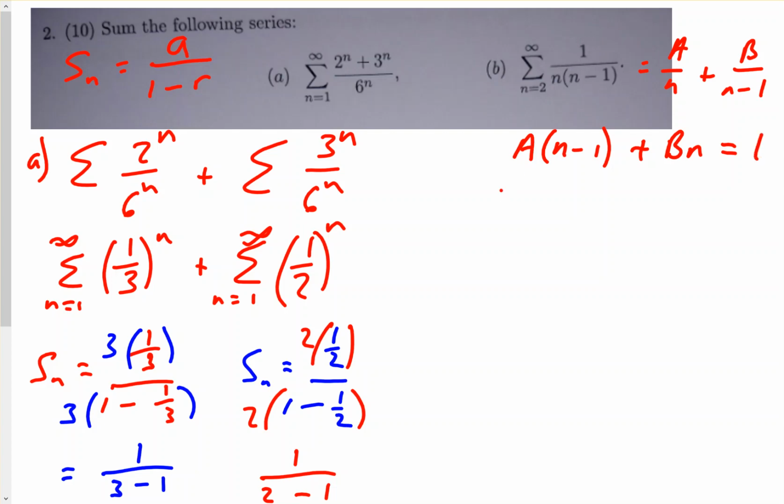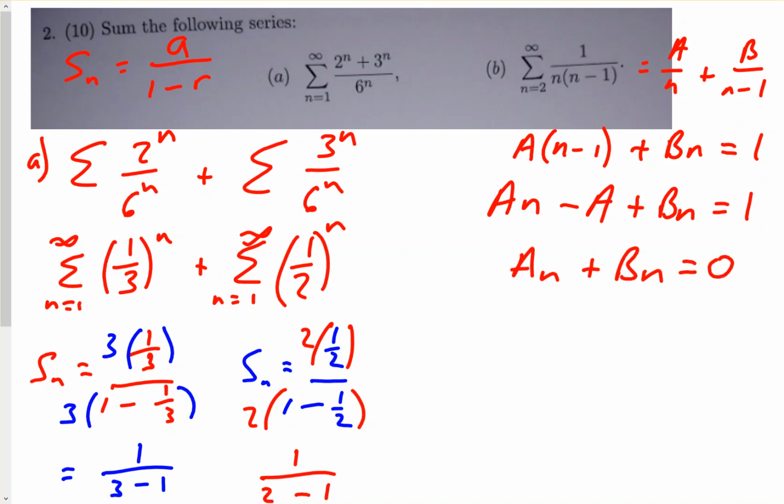Okay, so distribute the a, we have a times n minus a plus b times n equals 1. There are no n terms in our numerator, so we have an plus bn equals 0. And then for our constants, we have negative a equals 1. Okay, so if negative a equals 1, that tells us one thing, that a equals negative 1.